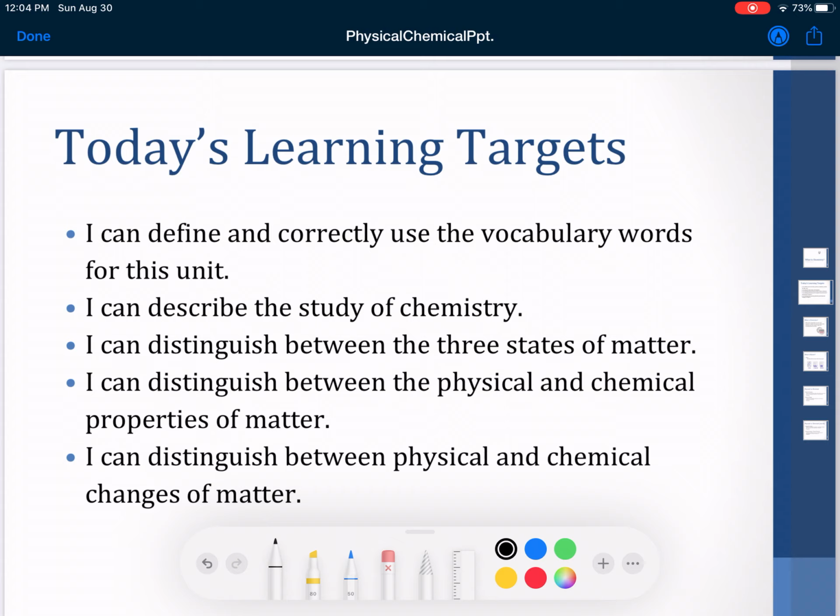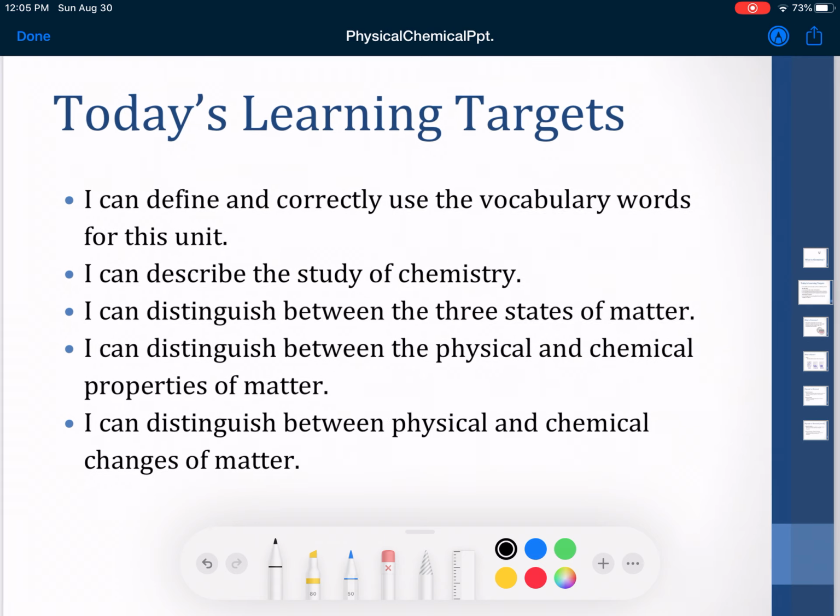Number two, I can describe the study of chemistry. On this next slide we have the definition of chemistry, and I'll take you through that definition, highlight some of the important aspects, and go through the different aspects of that definition on the next few slides. Number three, I can distinguish between the three states of matter. Hopefully most of us have a good idea of what the three states of matter are: solid, liquid, and gas. We're going to talk about which ones have a definite shape, definite volume, and which ones have no shape, no volume. We'll go through that in a few slides.